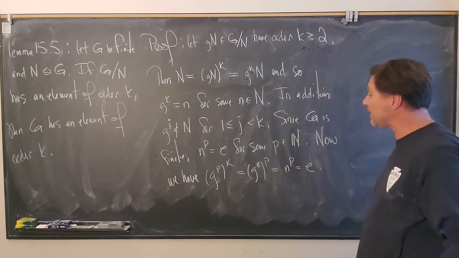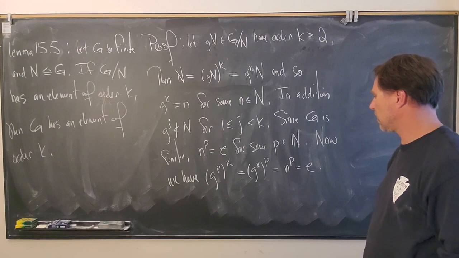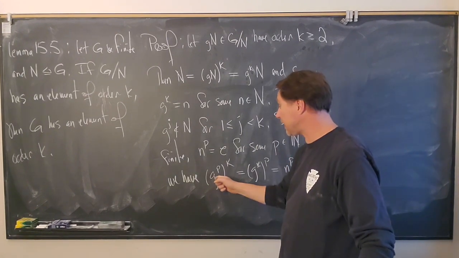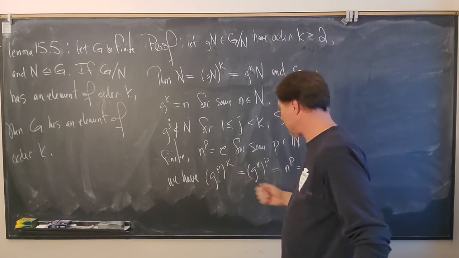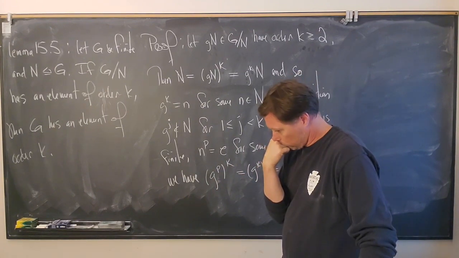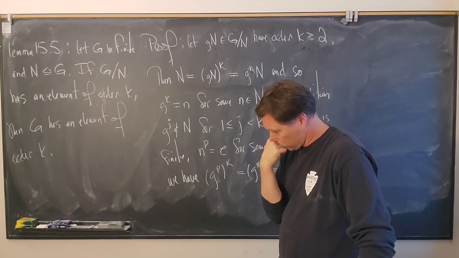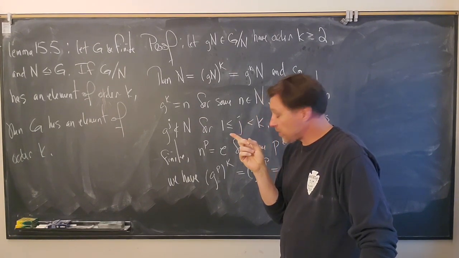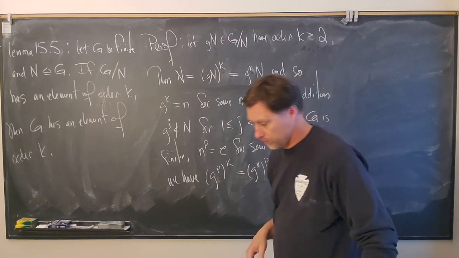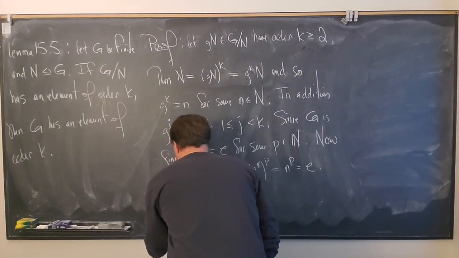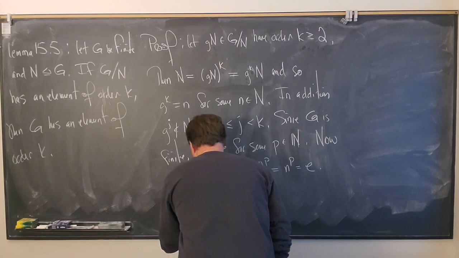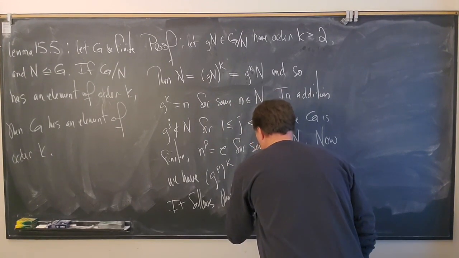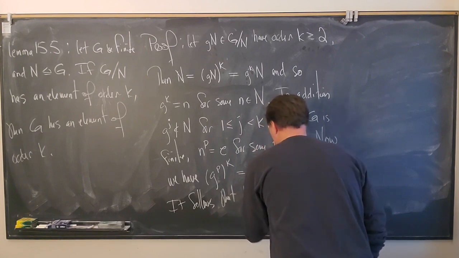All right, so now that does not tell us that we found an element of order k, but we do have g to the p raised to the k is equal to the identity. So at least now we know that the order of g to the p is less than or equal to k.